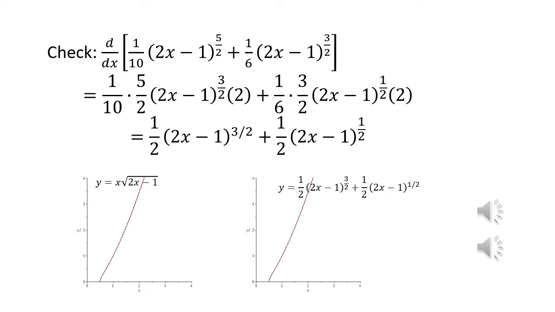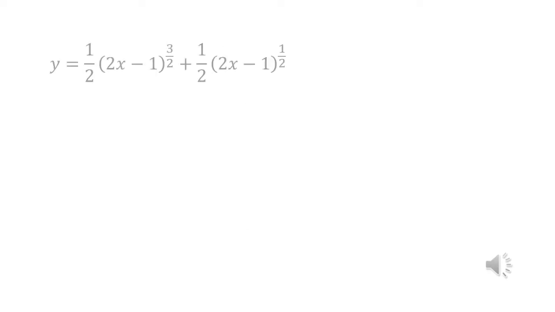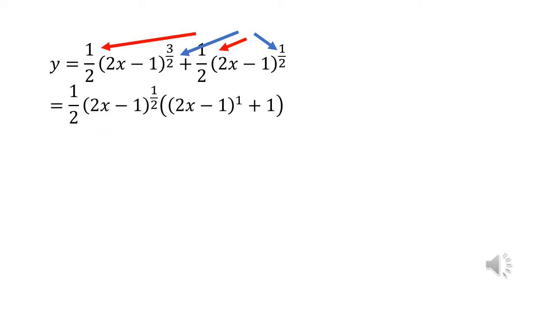Let's take a closer look. What we observe about our checked result is that it has a common factor of 1/2. It also has a common factor of 2x minus 1 to the 1/2 power. So, if we factor out both of those common factors, we are left with 1/2 times the quantity 2x minus 1 to the 1/2 times 2x minus 1 to the first power, that is the 2/2 power, plus 1.